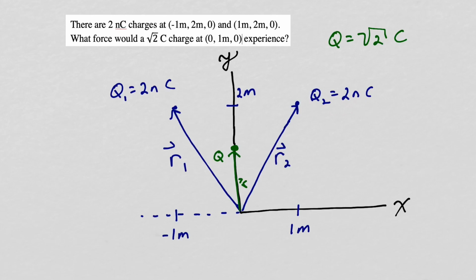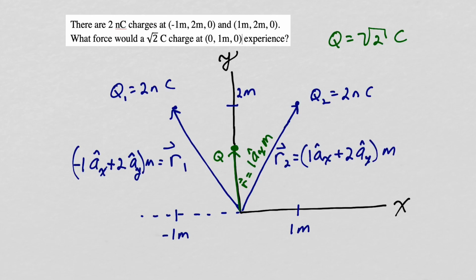The 2 nanocoulomb charges I will call Q1 and Q2, located at position vectors R1 and R2, and the square root of 2 Coulomb charge I'll call Q, and it's located at position vector R. So position vector R sub 1 is minus 1 ax plus 2 ay meters. Position vector R sub 2 is 1 ax plus 2 ay meters, and position vector R is 1 ay meters.